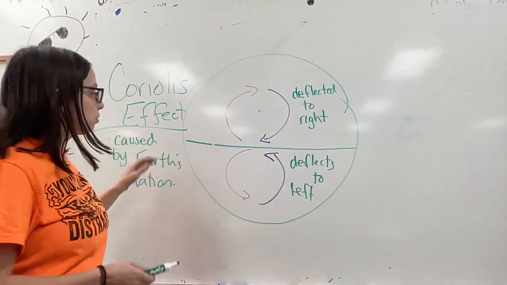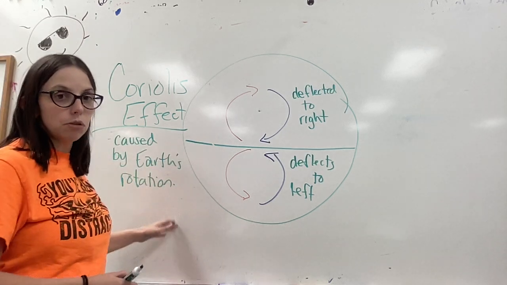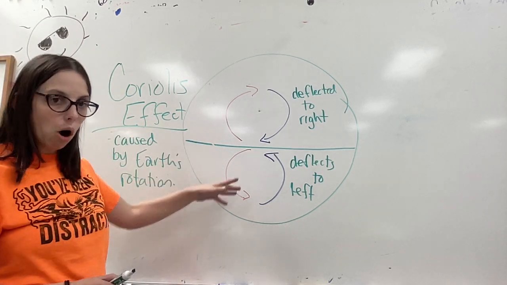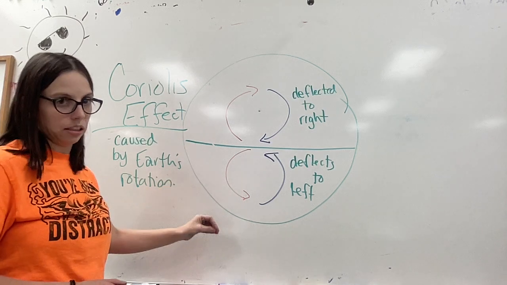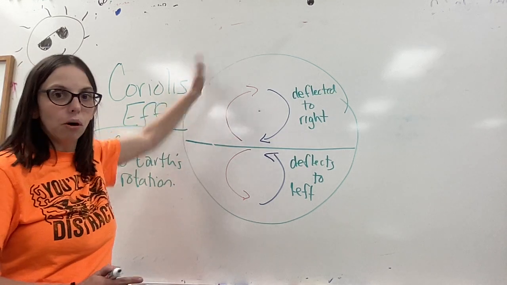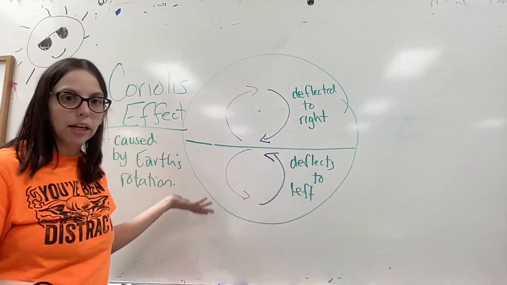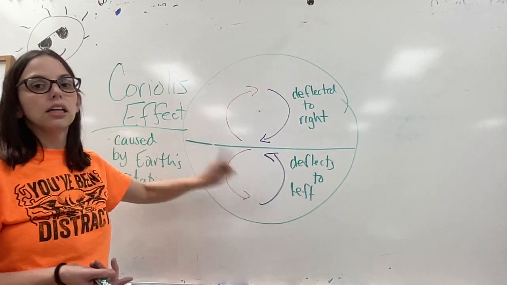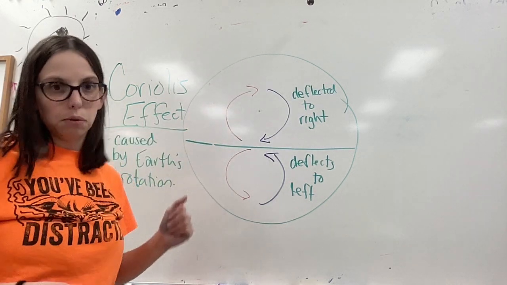With the Coriolis effect, because the earth is moving, wind and water are going to be deflected. So instead of going in straight lines, like from the equator to the poles, it's going to veer off to the left or right. In the north, it's to the right. In the south, it's to the left. That's what I want you to know.